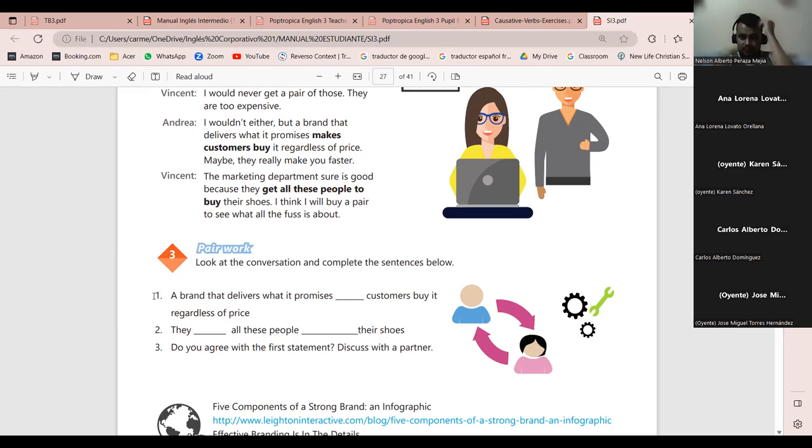They say that. He said that. A brand that delivers what it promises makes customers buy it regardless of price. Okay, let's refine the pronunciation here. A brand that delivers what it promises. Then it says, makes customers buy it, regardless of price. All right.